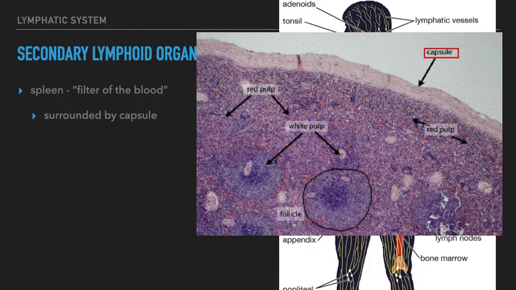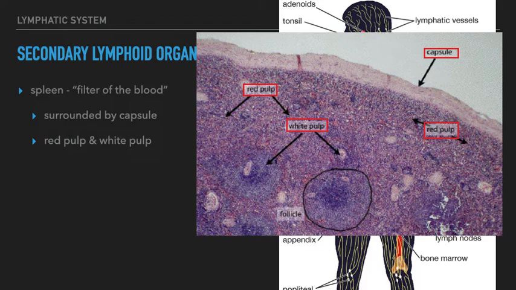You can also see the red pulp, which consists of reticular fibers with fixed macrophages attached. Free macrophages and all the other cell types of the blood, including some lymphocytes as well, are going to help function in this filtration. You can also see white pulp.